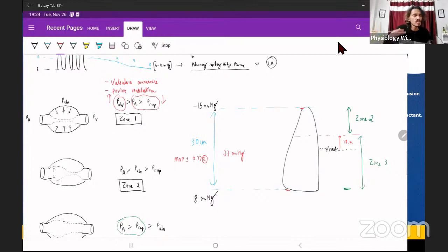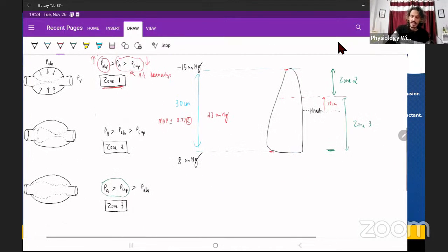On the other hand, sudden acute hemorrhage and blood loss will reduce the pressure in the artery. So in those two scenarios, zone 1 can be present. Otherwise, normally zone 1 is not present.